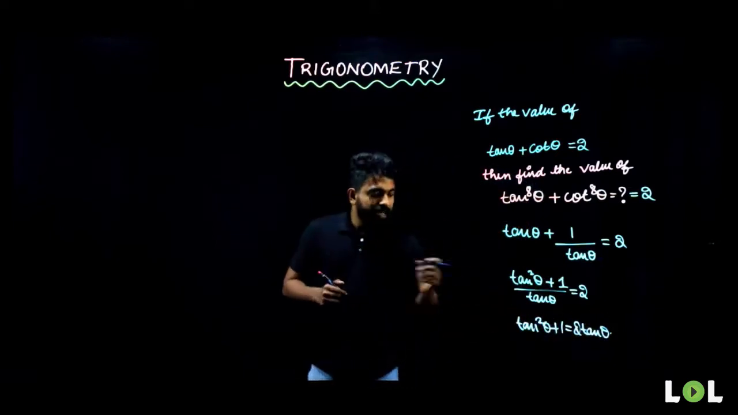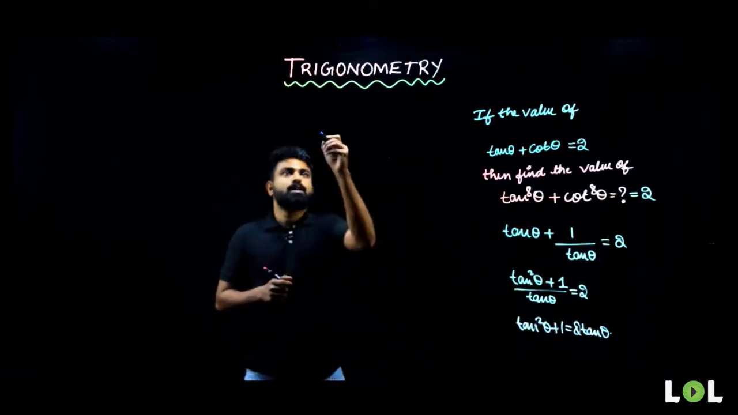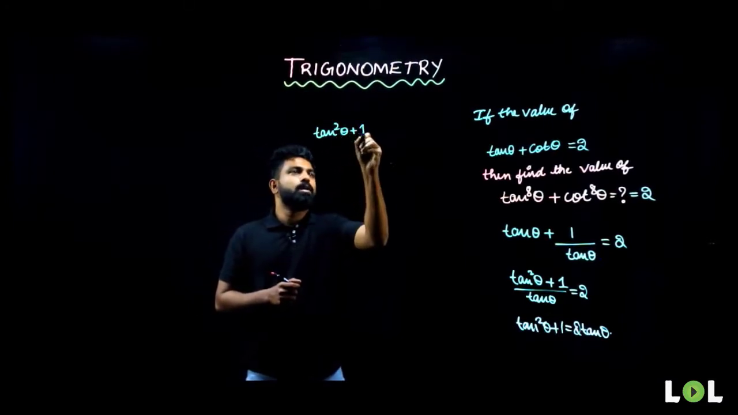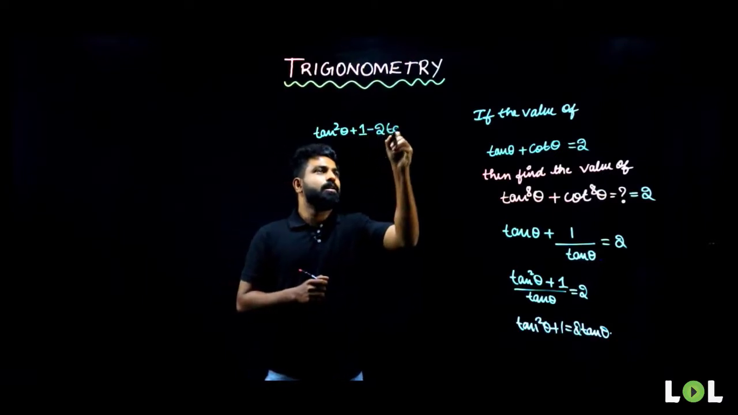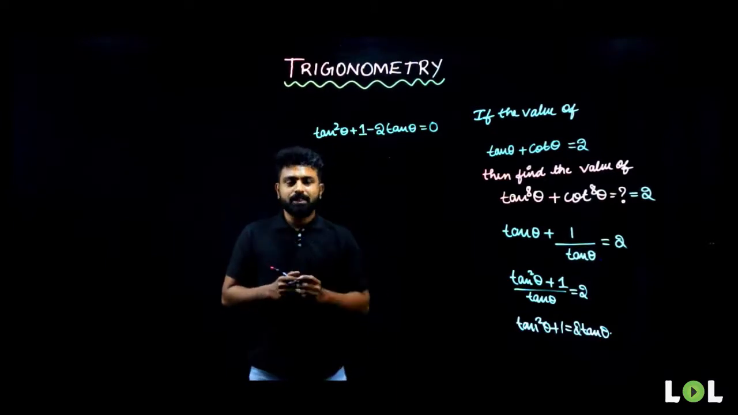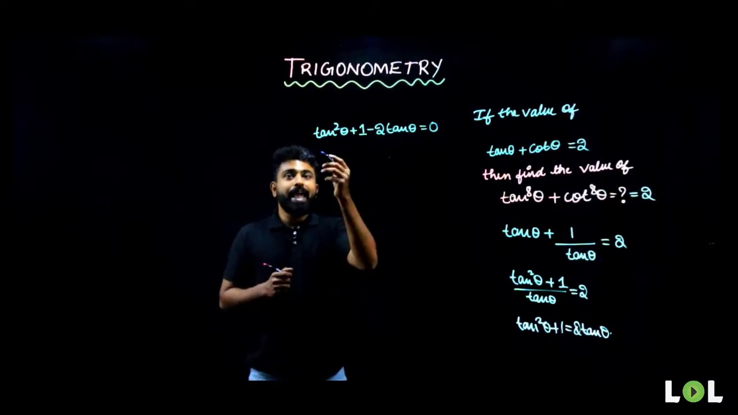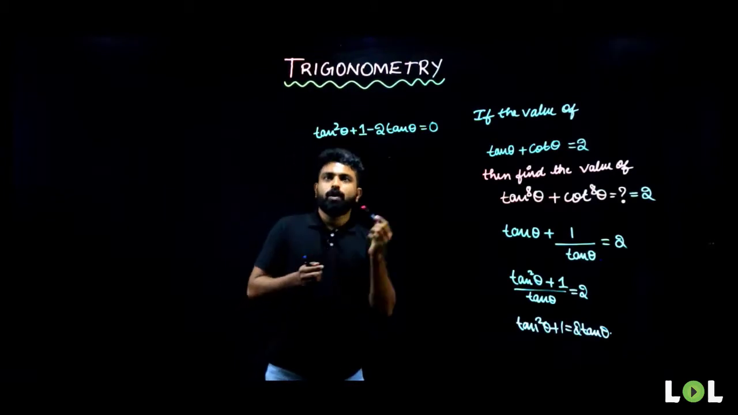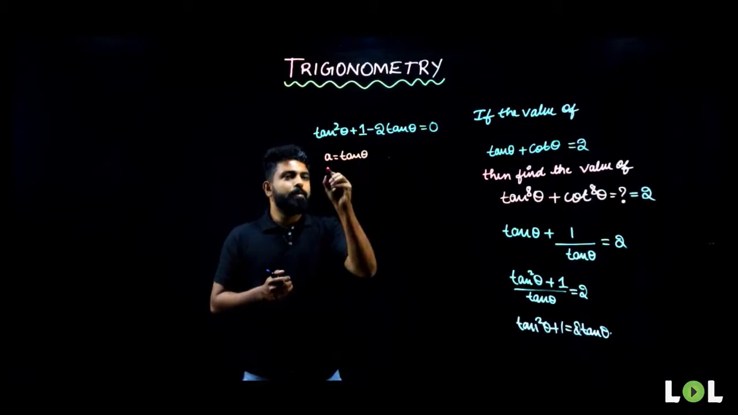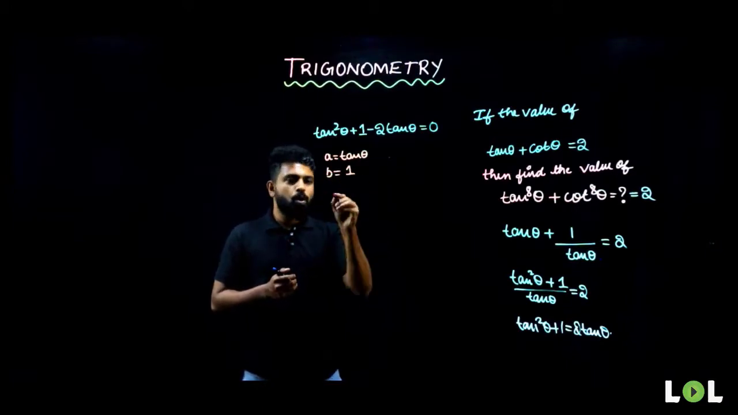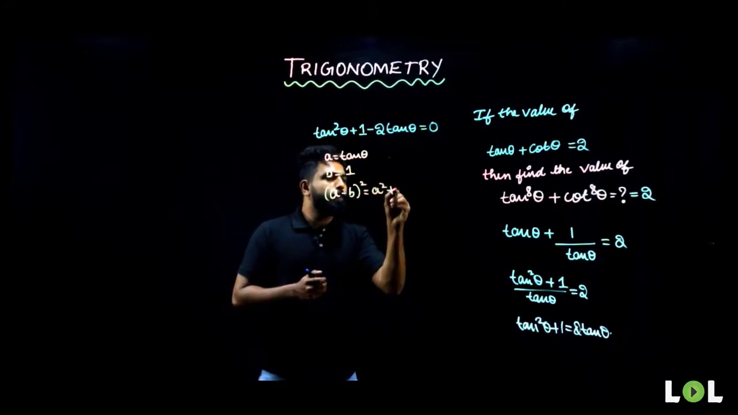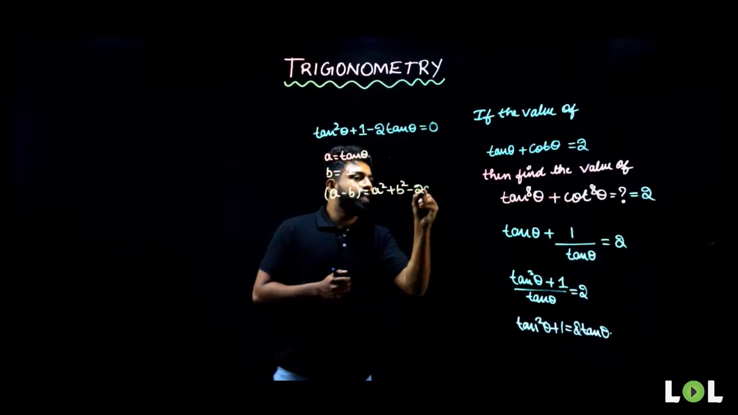Now I'll bring my tan theta to the other side. So what will I be left out with? Tan square theta plus 1 minus 2 tan theta will be equal to 0. Now look at this. It's of the form a minus b the whole square. Look, if I consider a is equal to tan theta and b is equal to 1, what will be a minus b the whole square? It will be a square plus b square minus 2ab.